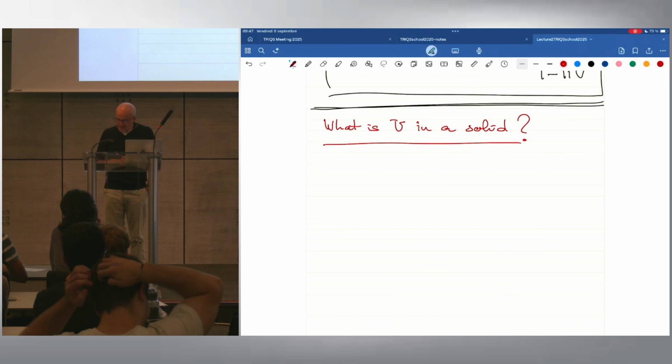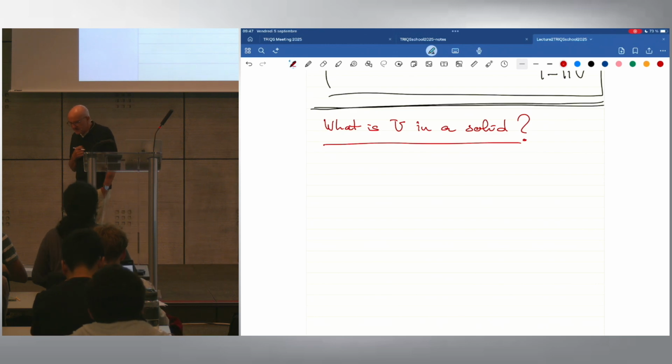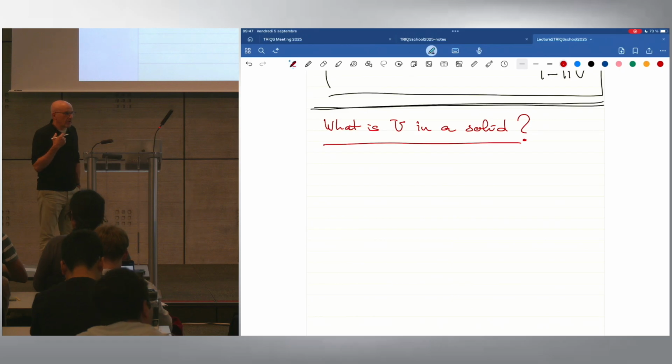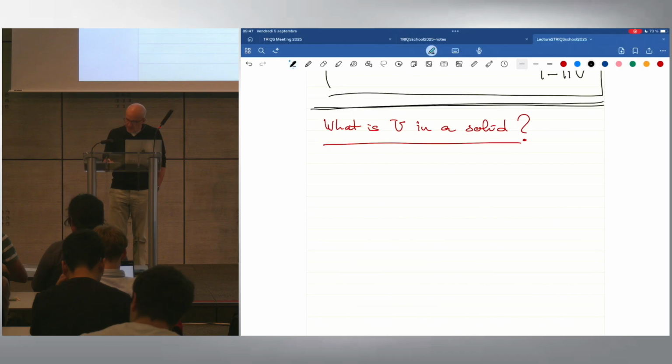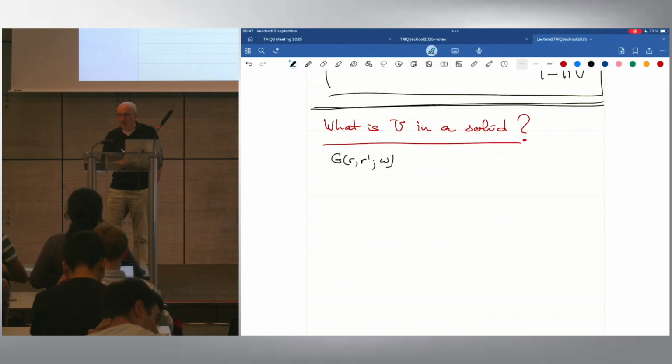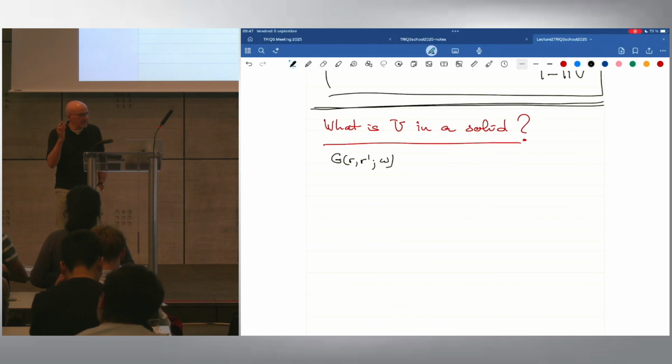You remember that at the heart of embedding theories like DMFT is the notion of representability. So imagine some omniscient person gives me the full interacting Green's function G of r, r prime and omega in the continuum of a given solid, let's say nickel oxide.